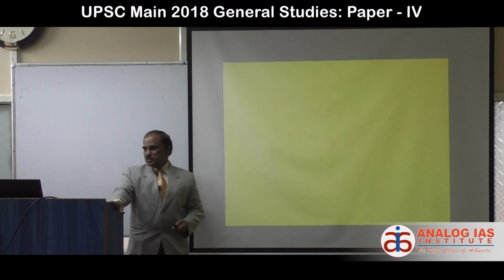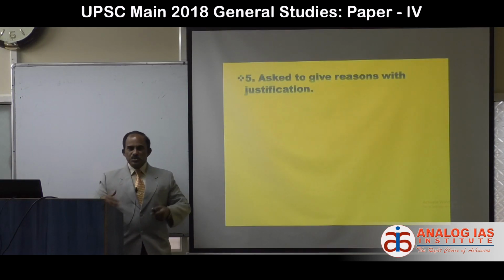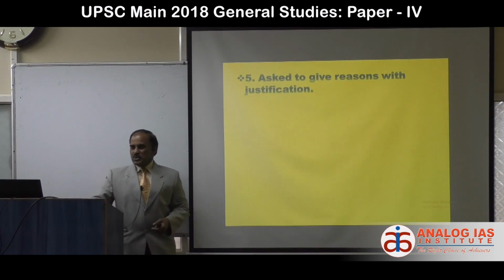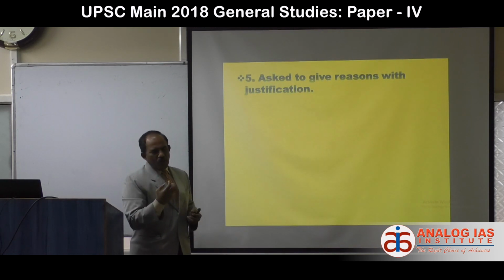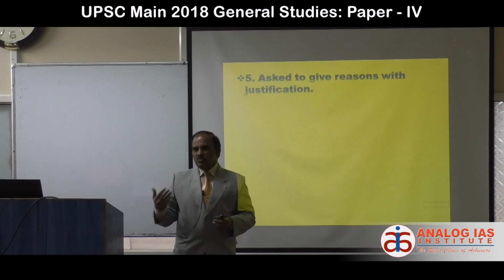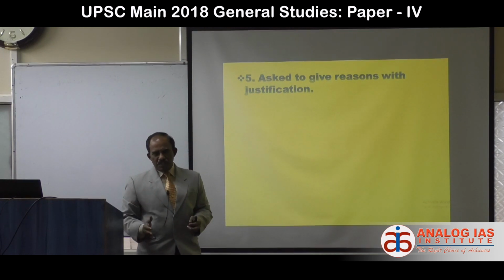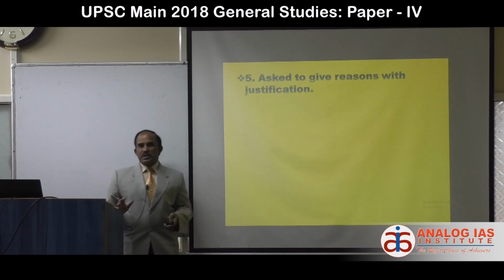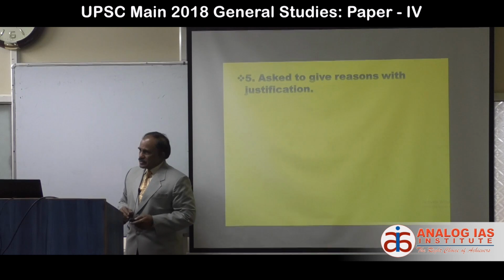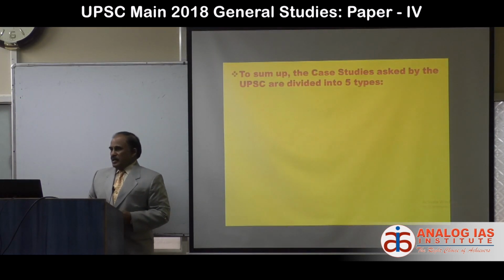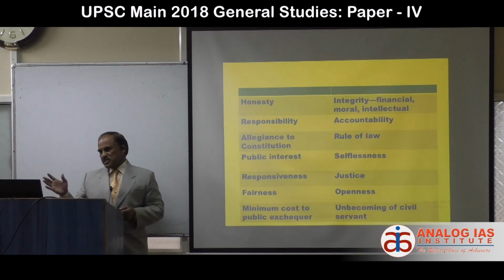And the fifth one is more natural, more common, mostly asked to give reasons with the justifications. So they ask you what is the reason, how we are going to solve it, and we have to give the justification. So this is the fifth type of the case study. Normally, all the 5 types are being asked in the UPSC. And so these are the 5 aspects.